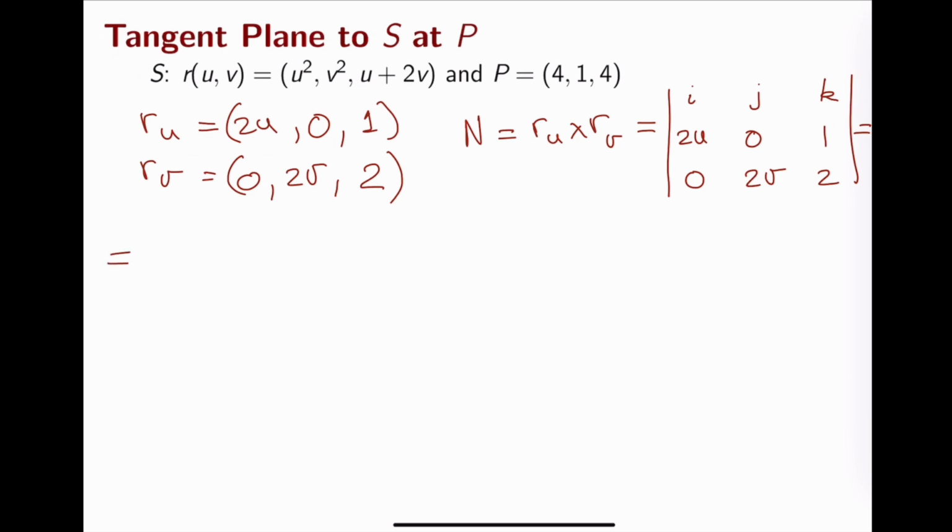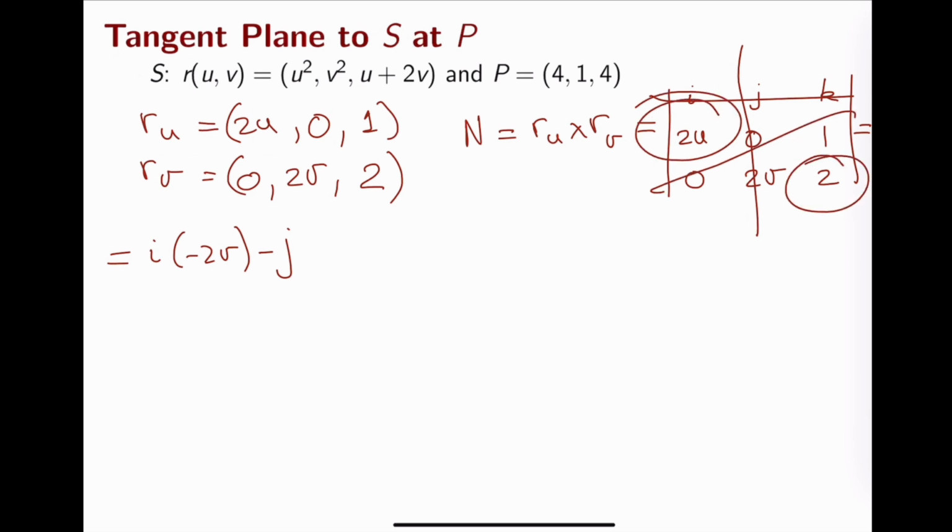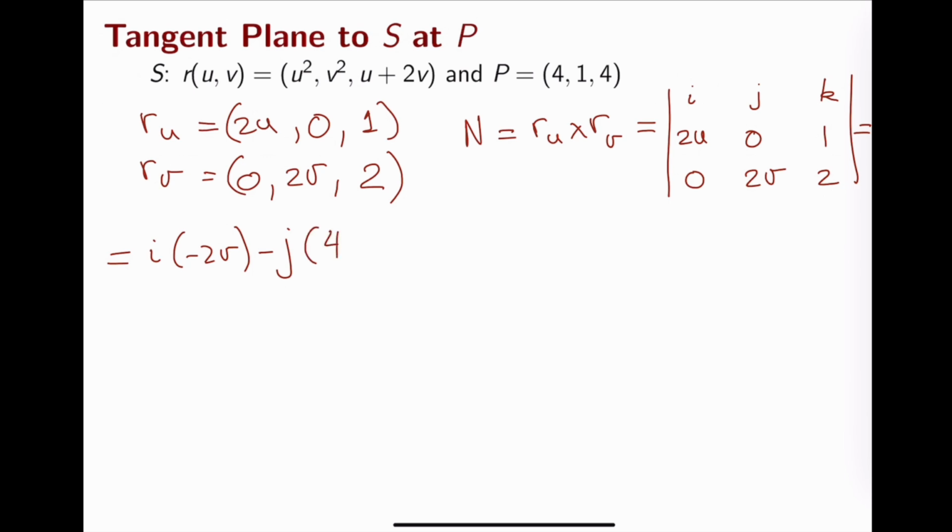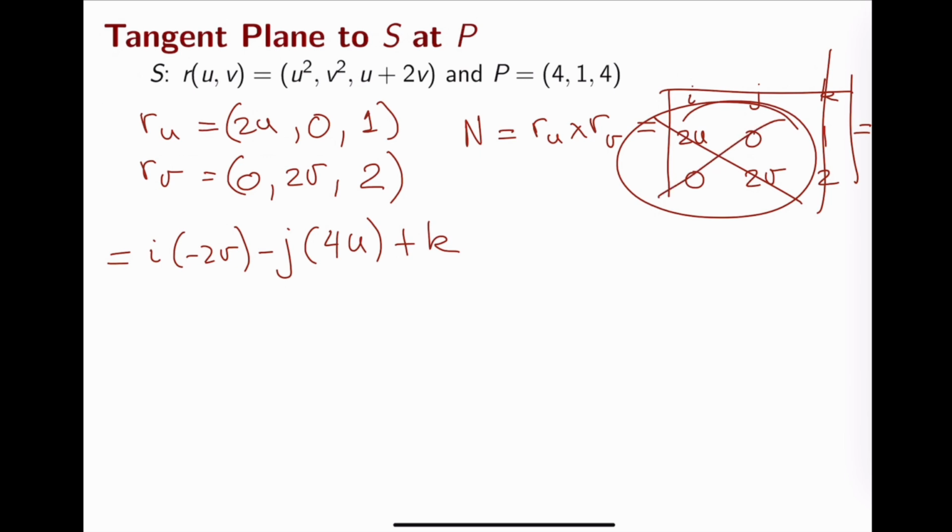So let's start. The first one will be i multiplied by this vector, that is 0 minus this. So this is i times just minus 2v. Minus j, we eliminate this and this, will be this times this minus 0. So that will be j times 4u. Plus k, we eliminate this, will be just this minus 0.